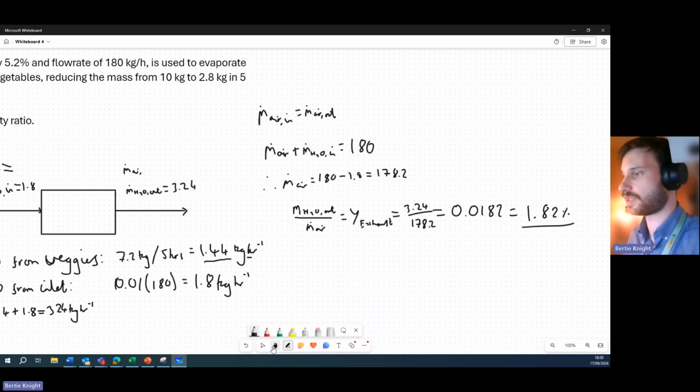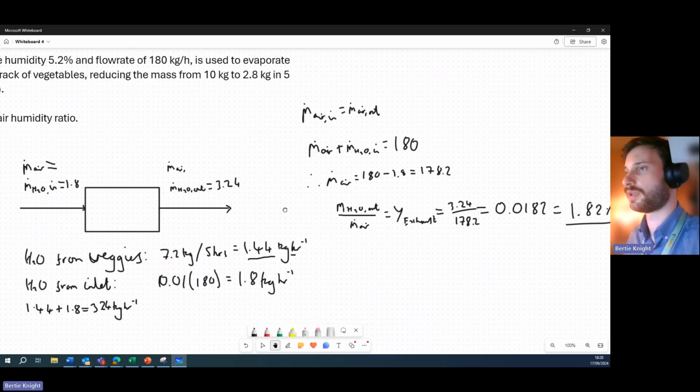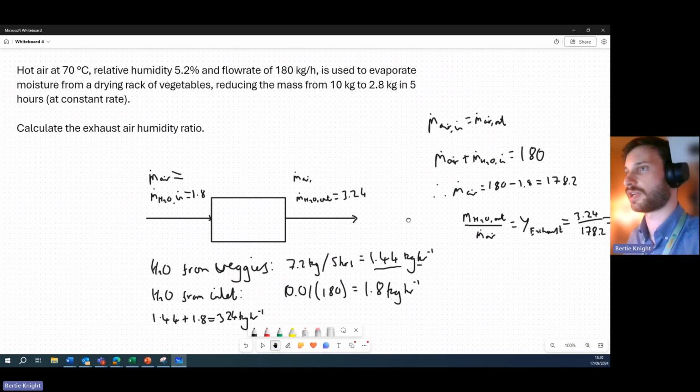So a very simple problem. That's how I'd suggest going about solving it.